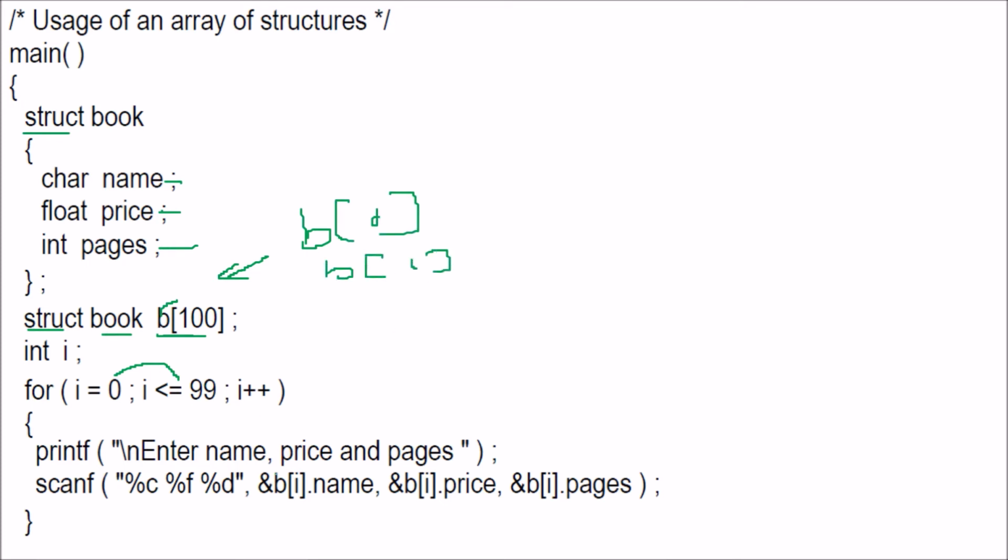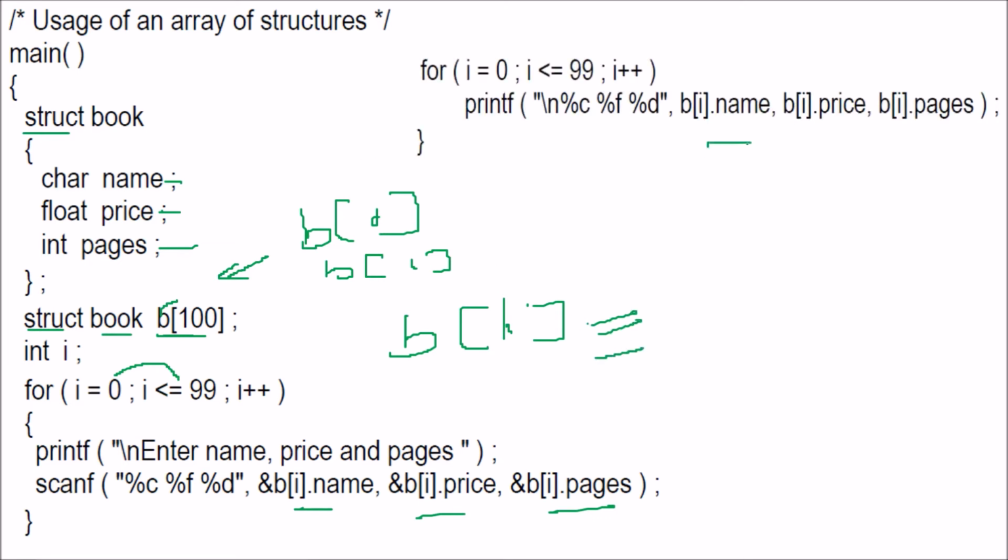So now here we can enter different values for each and every book, say name, price and pages. And now how to access this? The same way we access an array. So we have a subscript here. B[i] dot name, B[i] dot pages, B[i] dot price, like this. So this is how we print also.